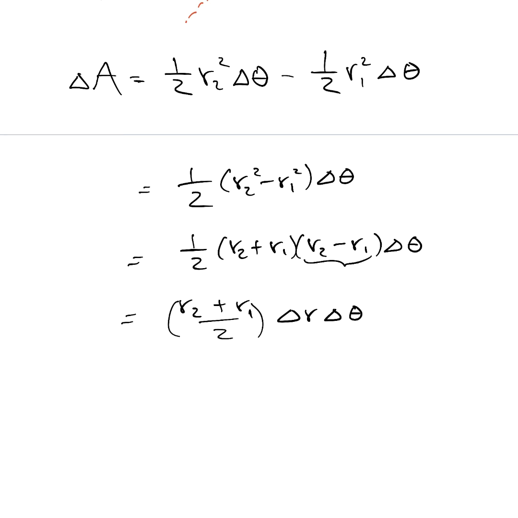Well, if delta R is going to 0, then that means R1 and R2 are approaching one another. And so this is an average here of two quantities, R2 and R1, that are getting closer and closer. And if you average two things that are very close together, you just get either one of them. Essentially, the point is this.